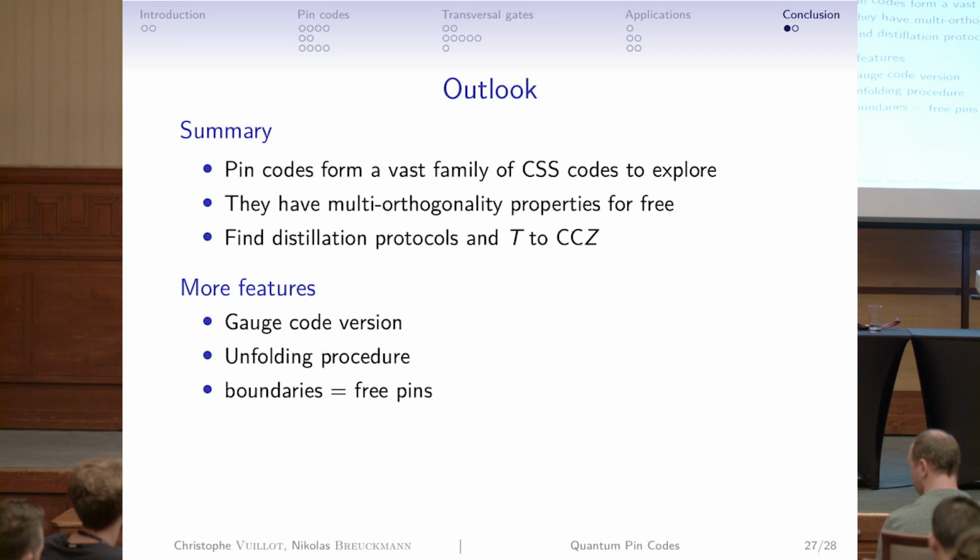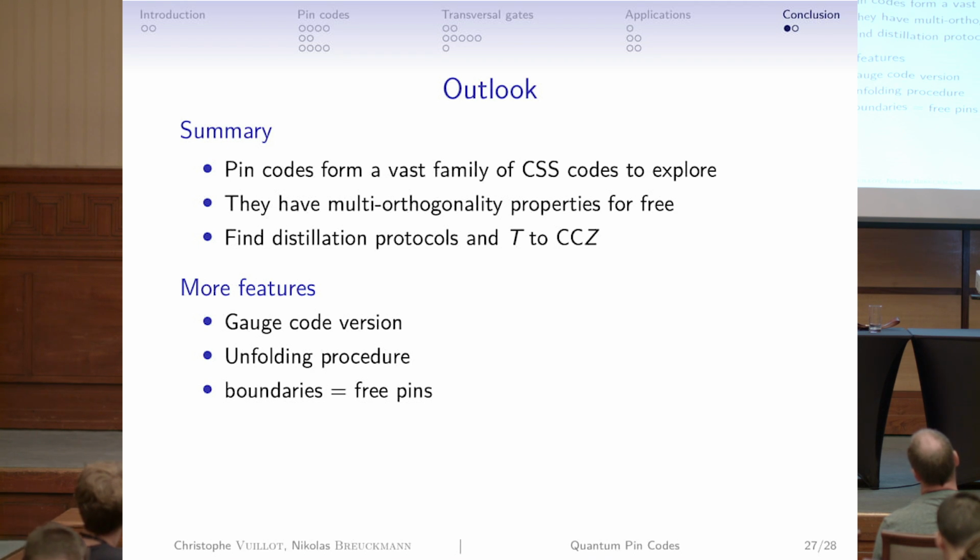Okay, with this I think I'm going to conclude. To summarize, I've presented this family of CSS codes that we call pin codes, which is pretty vast. This is also not necessarily super nice because there's a bunch of bad codes in there, but it's also pretty large, so there's a lot of codes to see. They have multi-orthogonality properties for free, which is sort of what they're designed for, and then you can use them to massage them into finding distillation protocols or T to CCZ things.